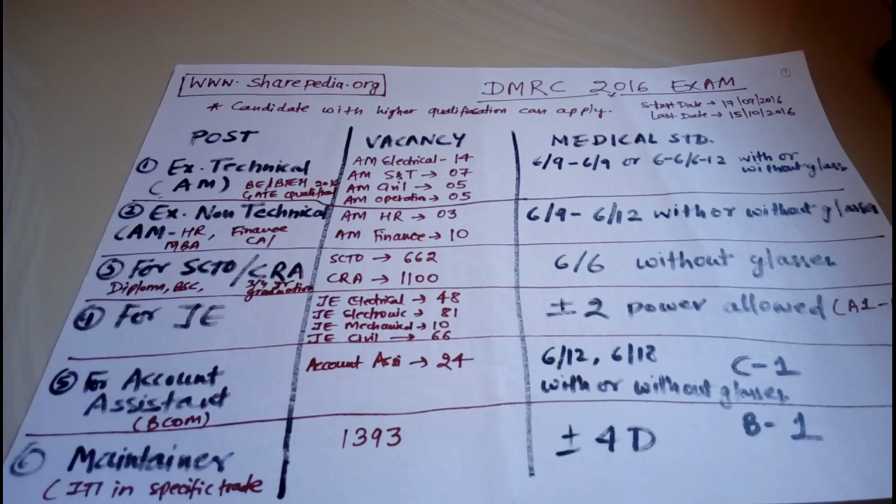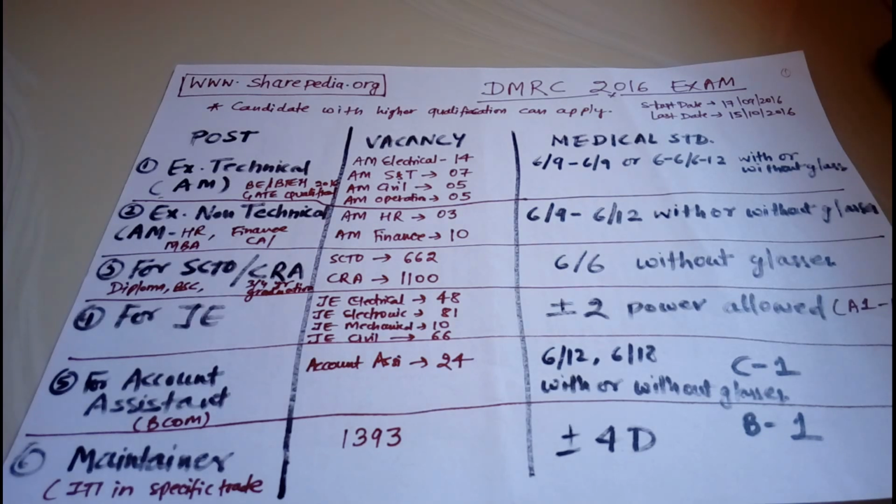And if you talk about executive non-technical, this is a non-technical post. This is basically an assistant manager post, which mainly includes HR and finance. For HR you must have an MBA degree, and for finance you must be a CA. As you can see, there are 3 vacancies for AM HR, and for AM finance you have 10 vacancies. And if you talk about medical standards of these posts, your eyes must be 6/9 and 6/12 with or without glasses.